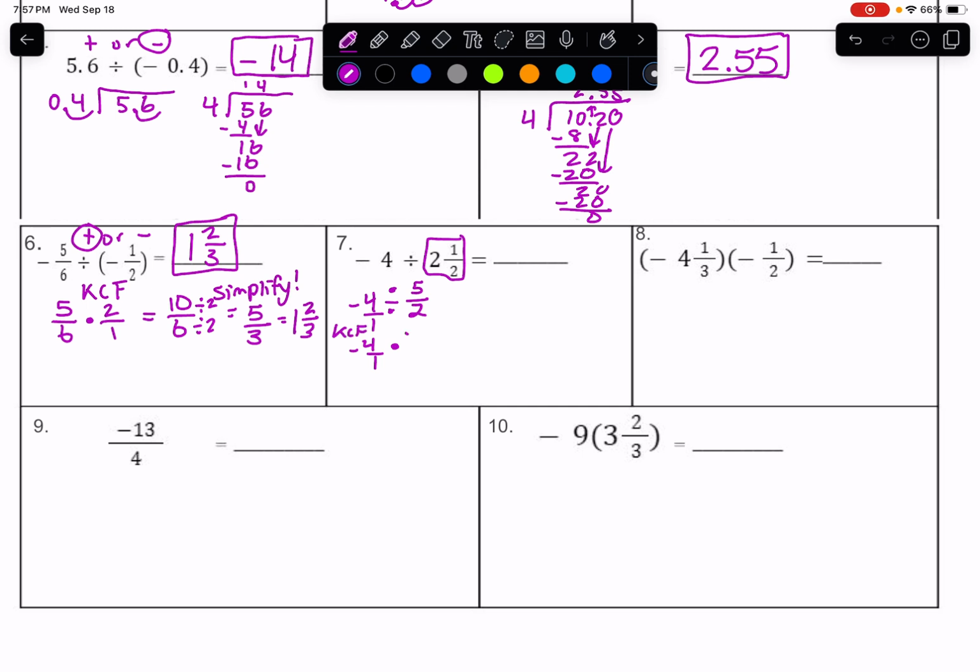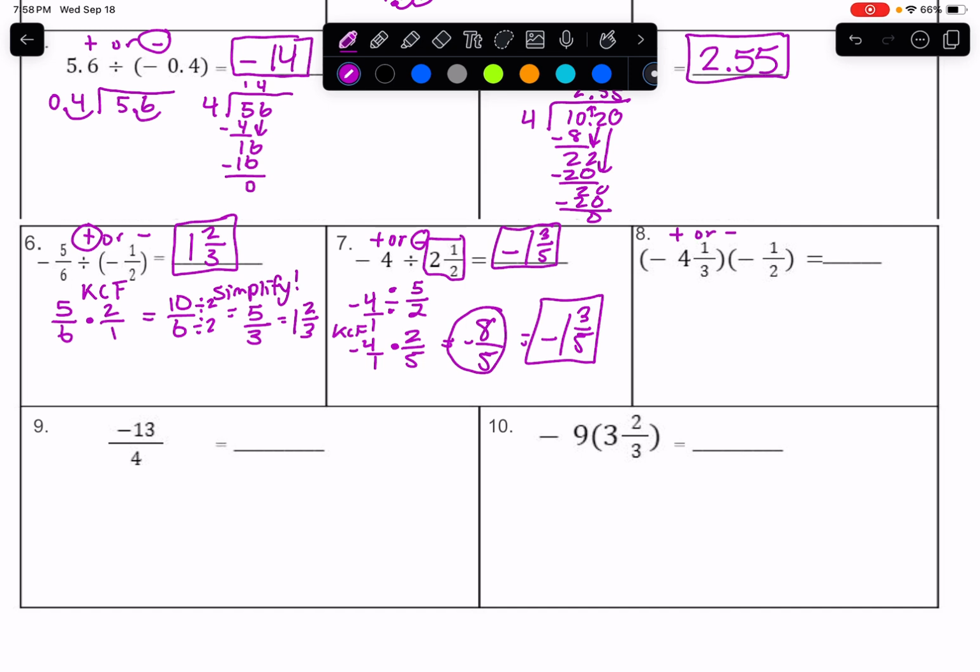Number 8, here we go. Positive. We have same signs. Positive answer. Let's do it. Convert to improper first. This becomes 13 thirds times 1/2. I don't need a KCF because this is multiplication. So multiply straight across and you get 13 over 6. Can't reduce that except turn it into a mixed number. This is actually 2 and 1/6. And it should be positive.